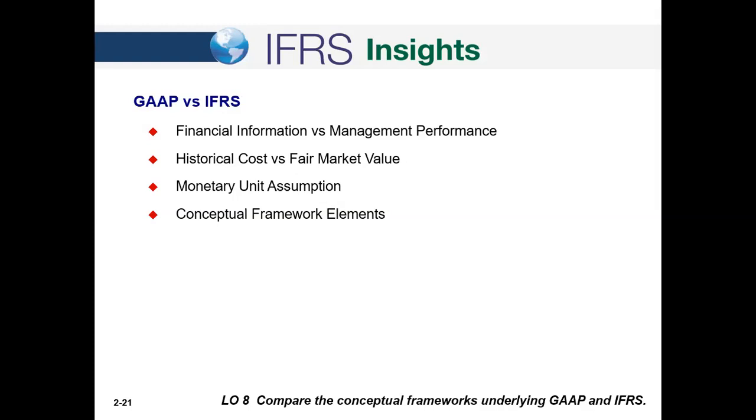And then finally, the conceptual framework elements. So we just looked at the GAAP conceptual framework, and remember we had those 10 elements under the GAAP conceptual framework. IFRS only has 5 main elements. So under IFRS, and this is actually shown on page 75 of your textbook, IFRS has assets, liabilities, equity, income, and expenses, right? Those are the only 5 elements included in the IFRS conceptual framework. So GAAP and IFRS differ a little bit there.